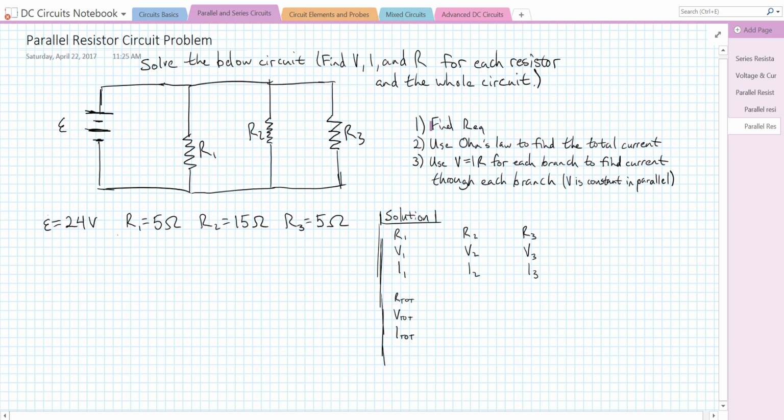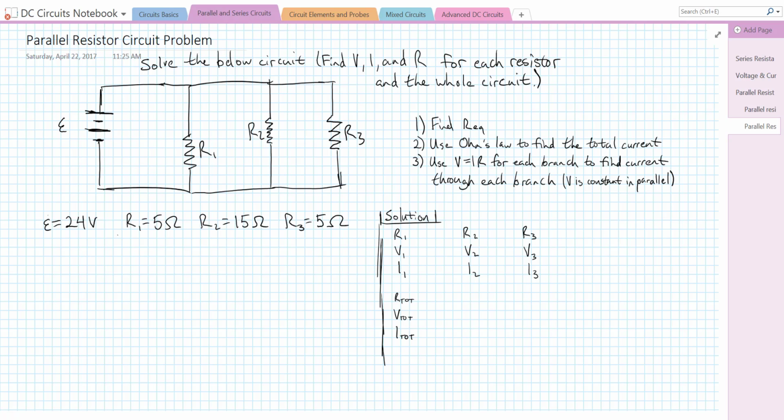So there are actually a lot of different ways we can solve this, and we can solve it in a bunch of different orders. Our goal is going to be to find V, I, and R for each resistor and for the whole circuit. So to do that, we're going to find R equivalent. That's the total resistance of the circuit. We're going to use Ohm's law to find the total current. And then we can use V equals IR for each individual branch to find the current through each branch using what we know about parallel circuits.